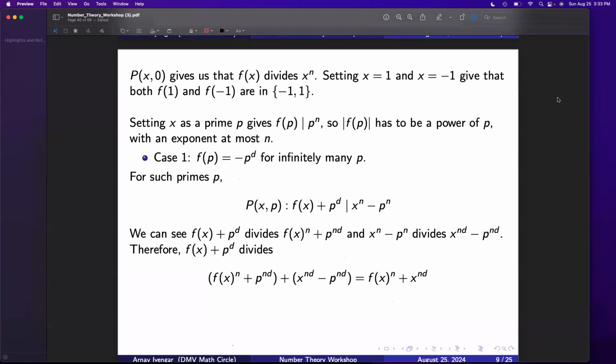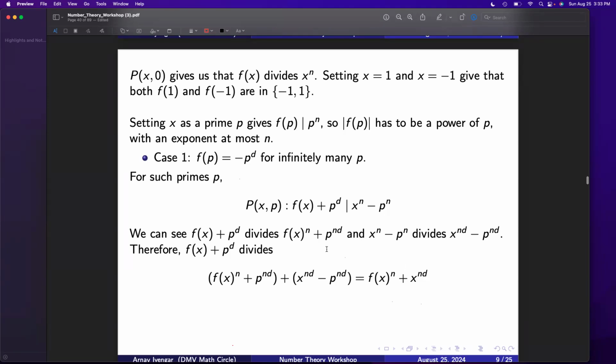Well, a minus b divides a to the n minus b to the n for even n. But a plus b doesn't have to divide a to the n plus b to the n if n is even. But since n is odd, as said in the question, you can now sum these two numbers, f of x. You can sum these numbers and you get a linear combination of the left hand side and right hand side. So you get f of x to the n plus x to the power nd.